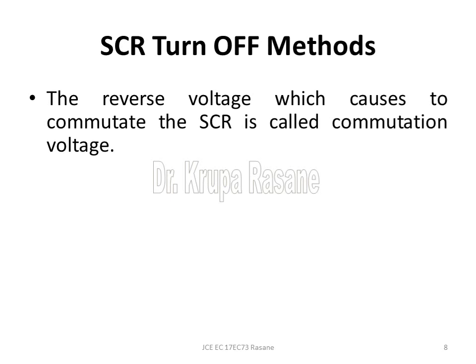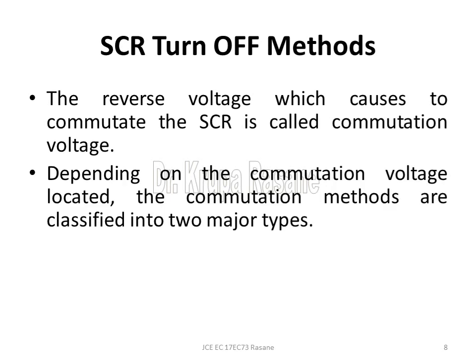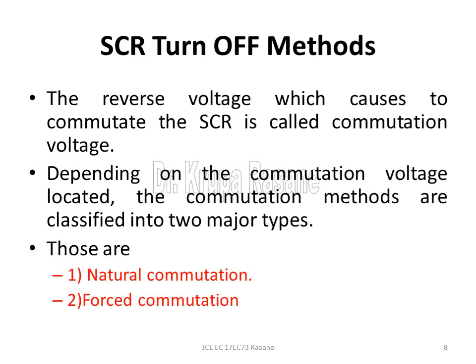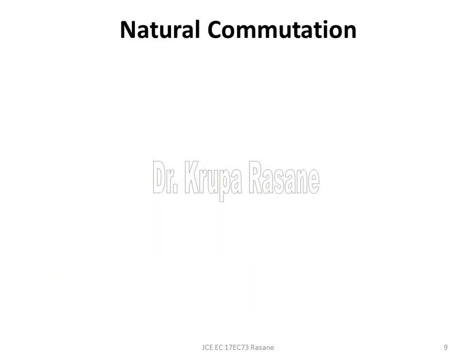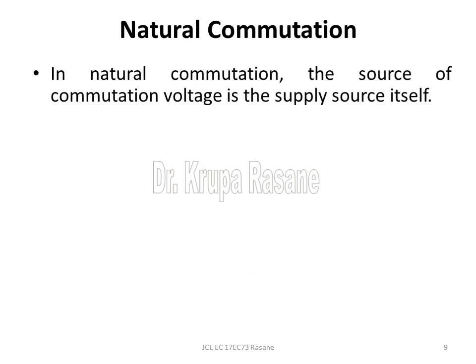The reverse voltage which causes the commutation, meaning turn off, of the SCR is called the commutation voltage. Depending on the commutation voltage source, the commutation methods are classified into two major types. So how we commutate, basically, they are called natural commutation and forced commutation. So what is natural commutation?